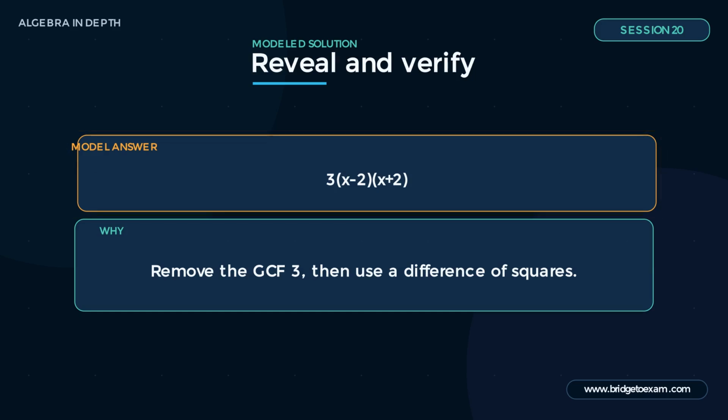Here is the modeled solution. The answer is 3(x − 2)(x + 2). Remove the GCF 3, then use a difference of squares. Verify it against the exact wording before moving on.